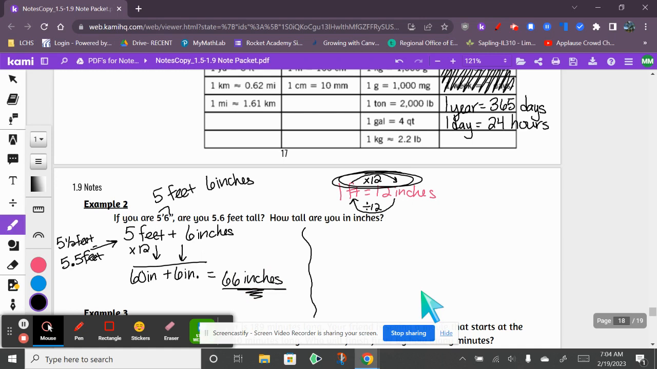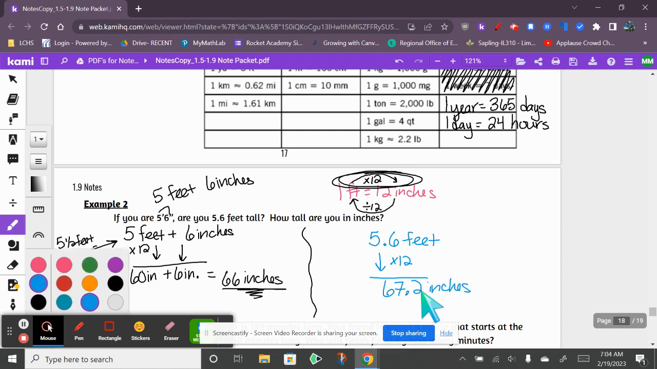If we think of 5.6 feet and we convert that to inches, we are going to have 67.2 inches. These are not the same.